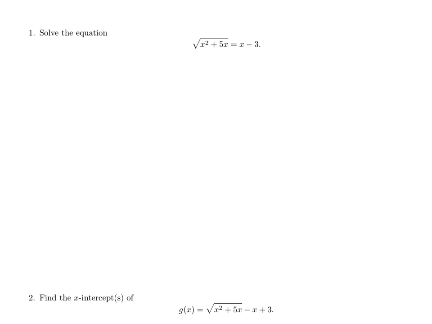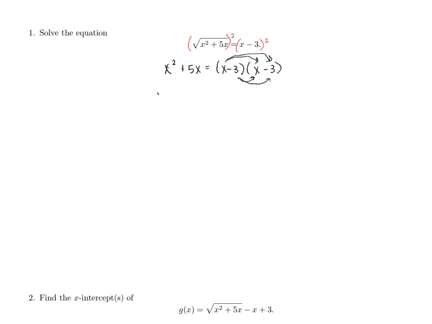So for the first one, we're going to solve the equation. It's a radical equation. So what we want to do first is try to get rid of the square root. Since the square root is by itself on the left-hand side, I can square both sides of the equation. And when I do that, the square undoes the square root. So I'm going to have x squared plus 5x equals (x minus 3) squared. Remember that means (x minus 3) times (x minus 3). And then you're just going to distribute this out.